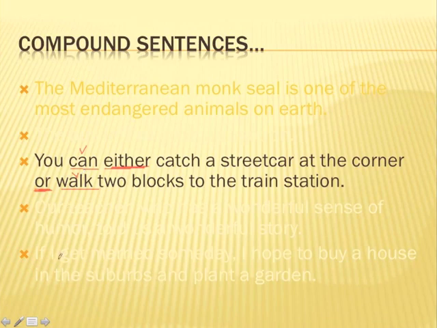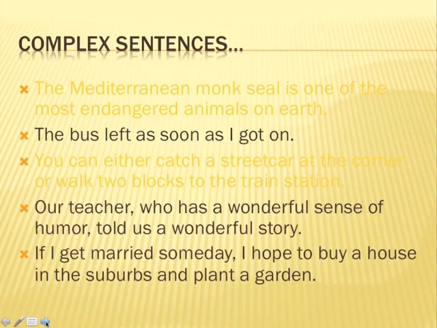So what does this tell us? Well, it tells us that the remaining sentences are complex sentences. And again, let's analyze why. Well, again, first off, if you'll notice, we do have the bus left as the first idea. And this does appear to be a complete subject-predicate idea.